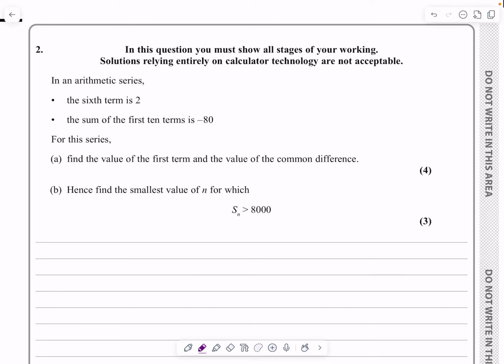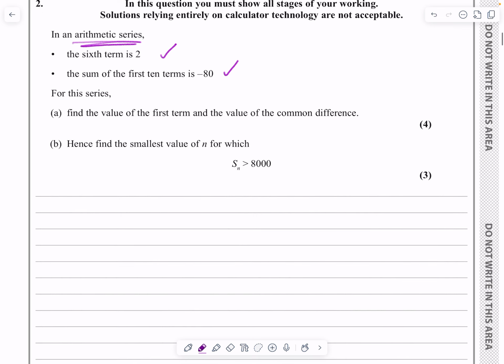Okay, this is the P2 paper from June 2024. It's question number 2, which is a sequences and series question. In particular, we've got an arithmetic series here. It's giving me 2 pieces of information, so I'm going to get 2 equations to solve simultaneously. Let's start off with part A then. I want to work out the value of the first term and the common difference.